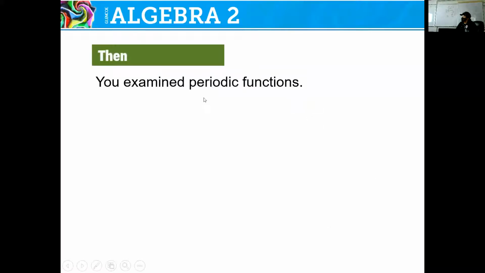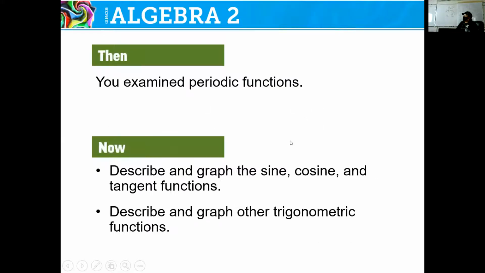Okay, so we have examined periodic functions. What we're going to do now is describe and graph sine, cosine, and tangent functions. We're going to describe and graph the other trigonometric functions. So more or less, this breaks into reciprocal graphs, sine and cosine graphs, and tangent. If we think about it that way, we're going to be all right.